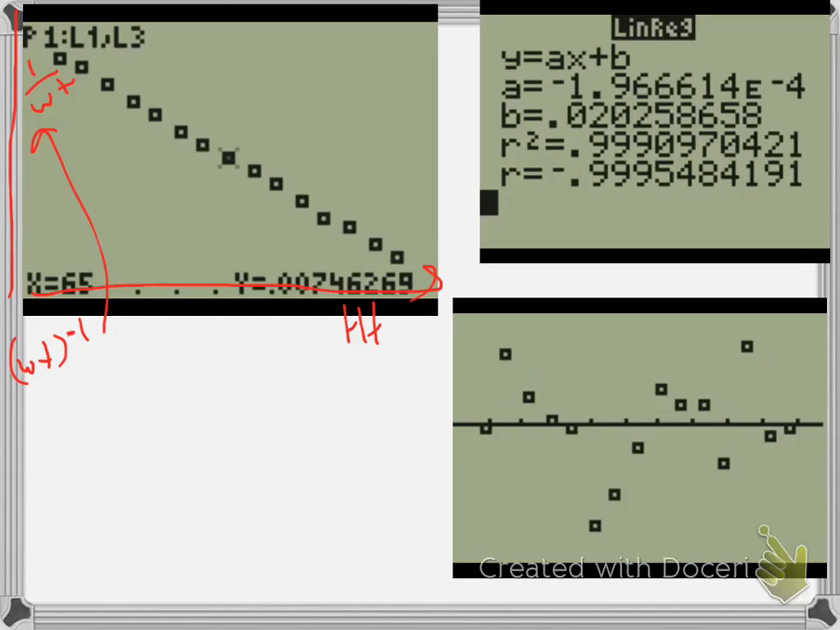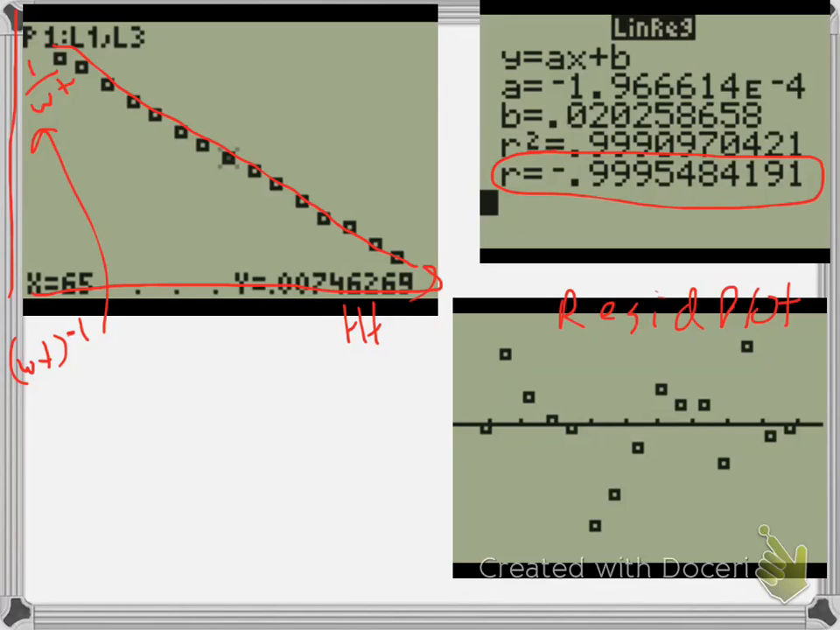Would have been the same meaning as that, 1 over the weight. Okay, so I've got that going, and it makes a nice straight line, almost, and you see the correlation is really high. It's basically -1. And then there's no pattern in the residual plot that I can see, based on other ones I've seen. This is a really good representation of the model.